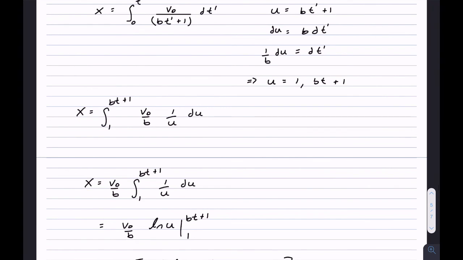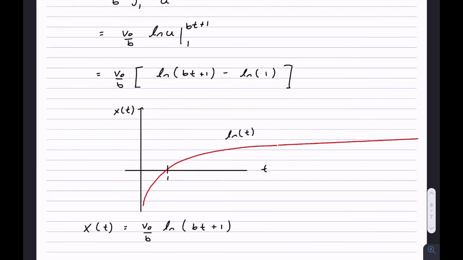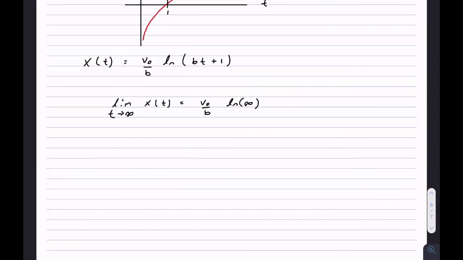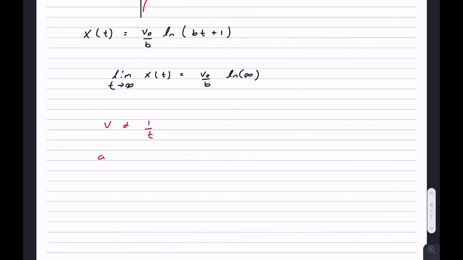So what does this really mean? Let's write this out again real quick. So v is proportional to 1 over t. Acceleration was proportional to negative 1 over t squared, right? This indicates decreasing velocity. This indicates negative acceleration.